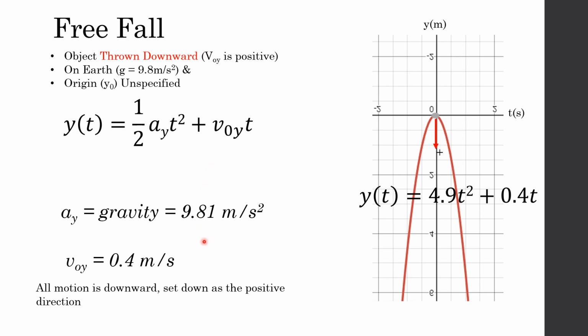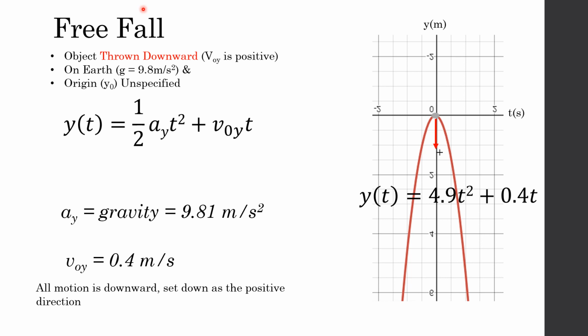Let's say for this example that the initial velocity downward is 0.4 meters per second. Again, if you've done the pre-lab practice problems, this number should look familiar to you. And gravity, as we've said many times before, is 9.81 meters per second squared. So when we plug this into the position equation, we get 4.9t squared, and that is positive, plus a positive 0.4t.